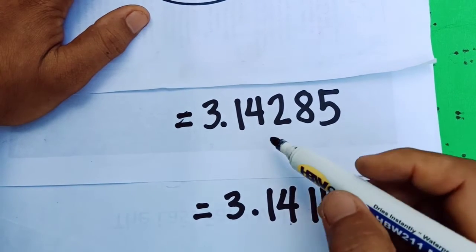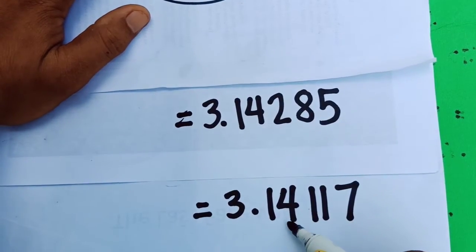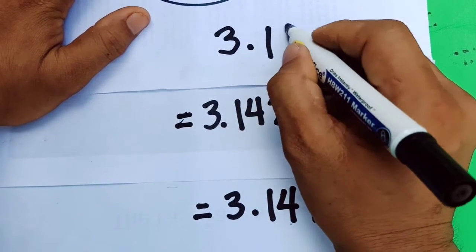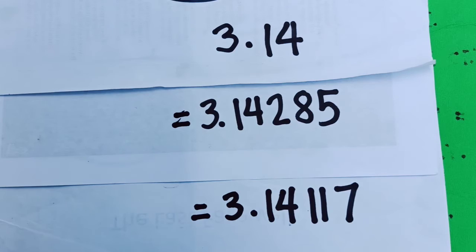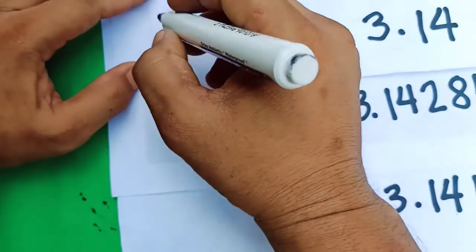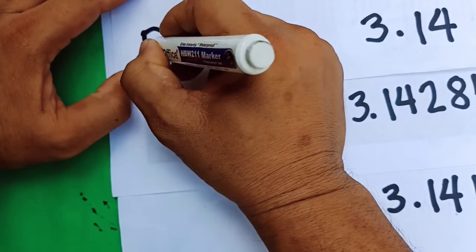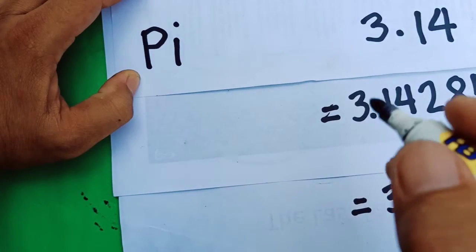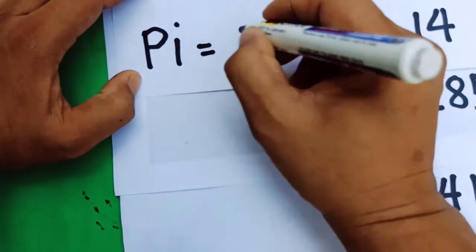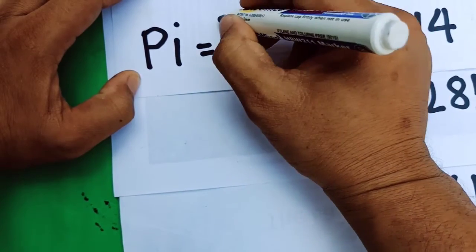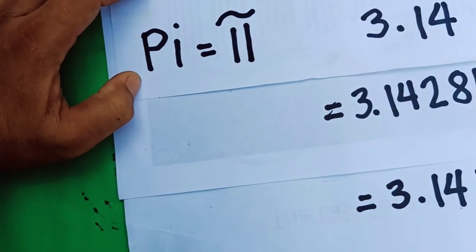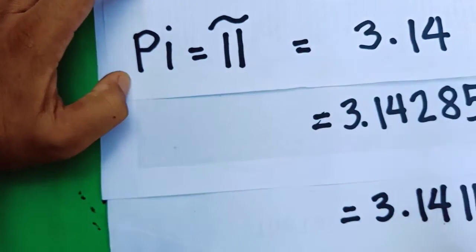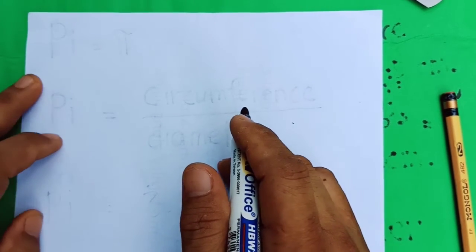If we round it to the nearest hundredths, we can get 3.14. This special ratio is what we call pi. Since it is special, it has a special symbol. And pi is equal to 3.14. Let's recap what is pi.